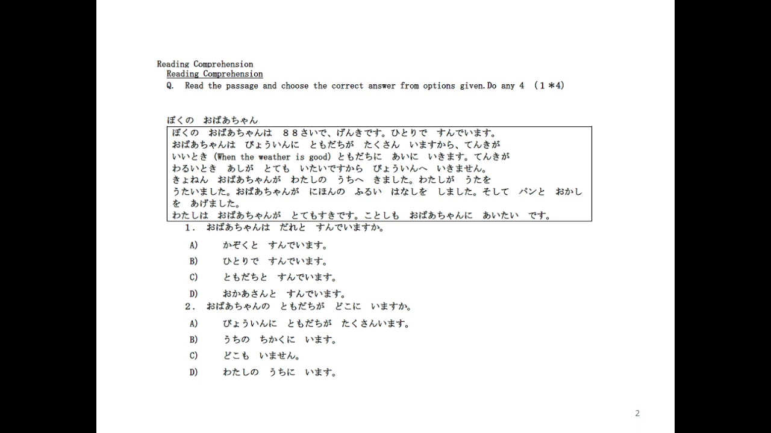So what have you understood from this? If you translate it, it is something like this. My grandmother is 88 years old and is fine. She lives alone. She has many friends in the hospital. And when the weather is good, she goes to meet her friends. But when the weather is bad, due to severe pain in the legs, she doesn't go to the hospital.